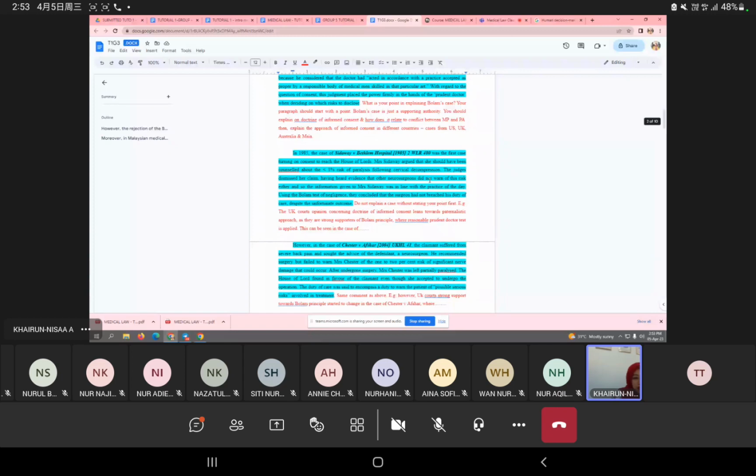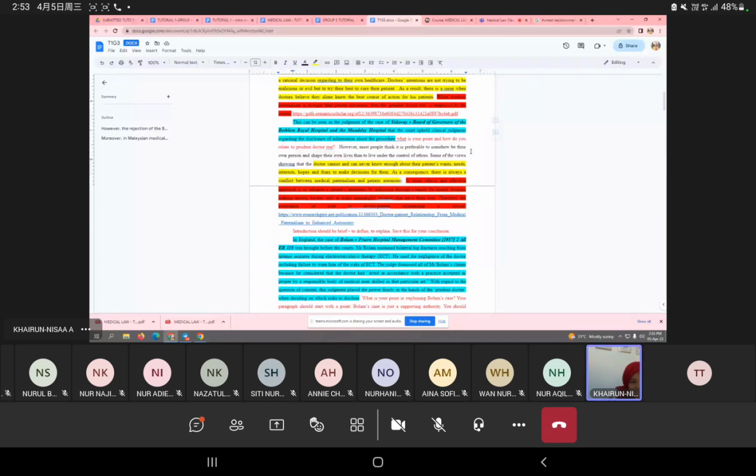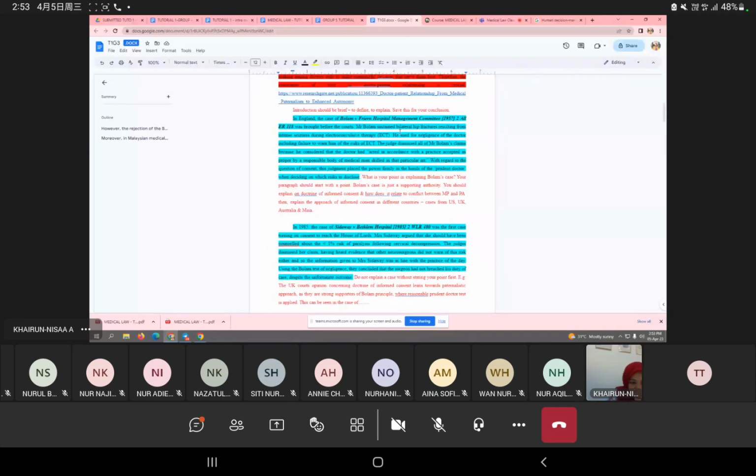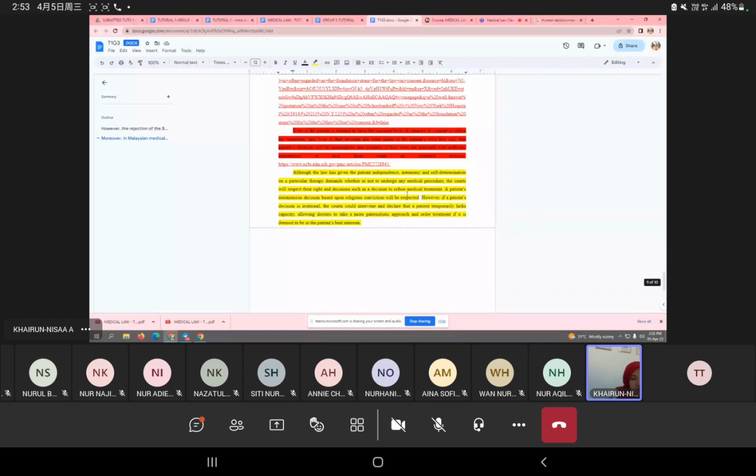Normally, yellow is when your point is correct. Red is when your point is wrong, meaning it is not accepted. This one is red because it is cut and paste. Blue is normally for cases. See, all cases I put blue highlight. Yellow is for points, your statements. That is normally how it goes. Red is for wrong answers, errors.